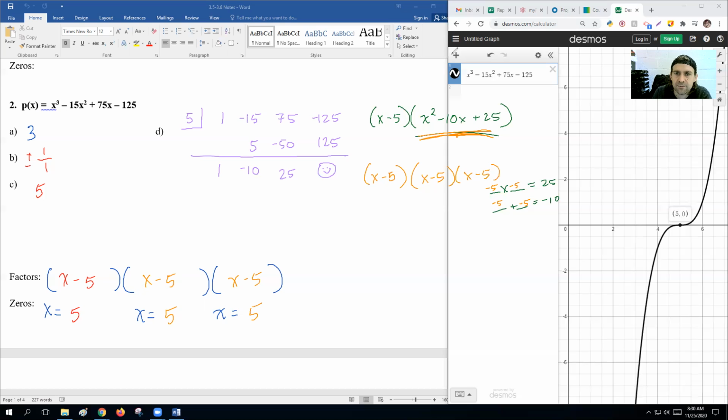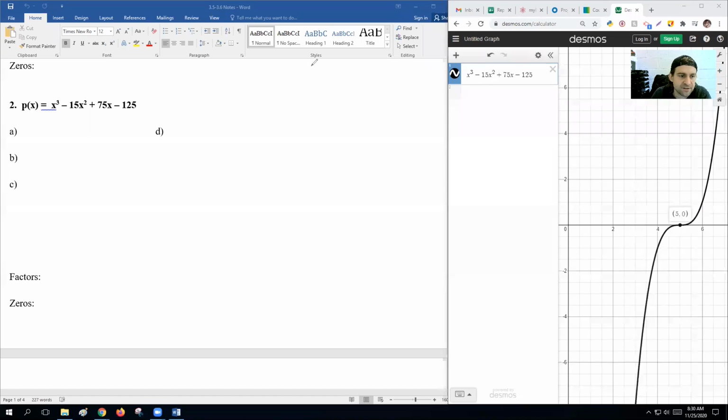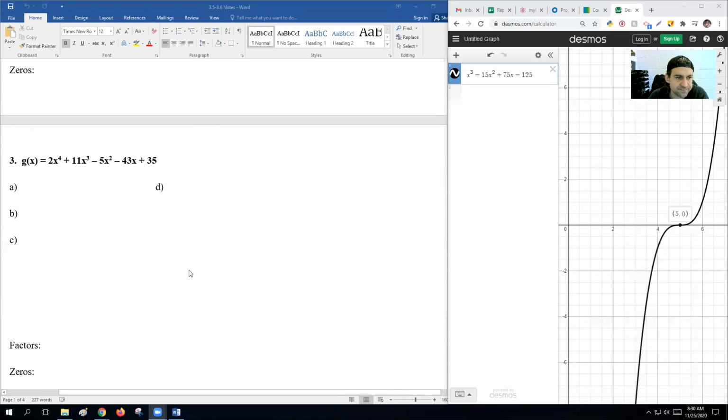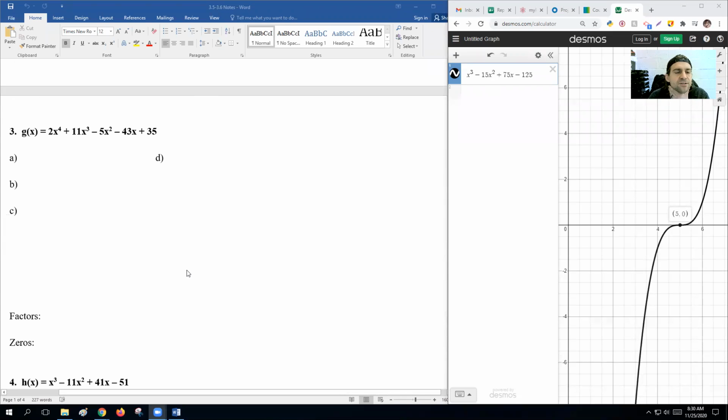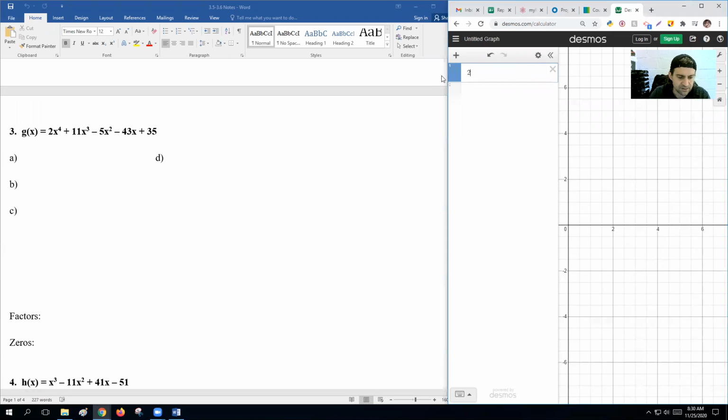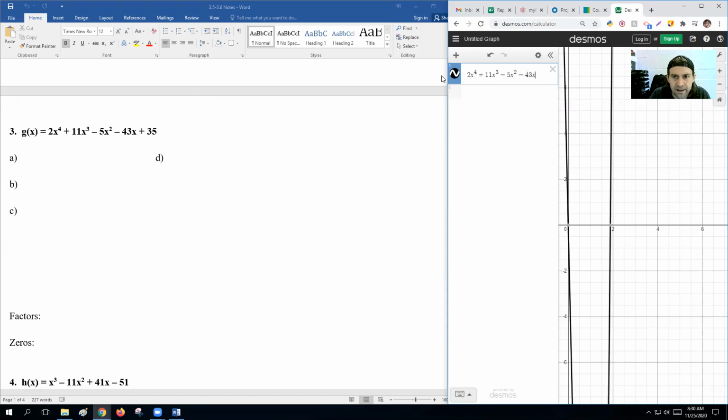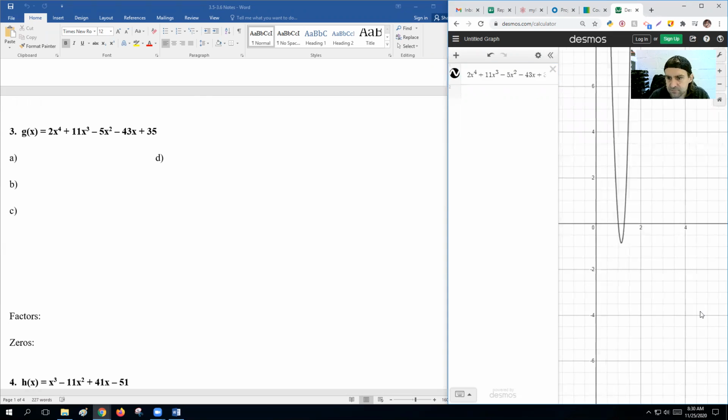Okay, so we talked about that. Let's move on to the next problem here. All right, 2x to the 4th plus 11x cubed. Okay, so let's put that in Desmos here while we got it. 2x to the 4th plus 11x to the 3rd minus 5x squared minus 43x plus 35.